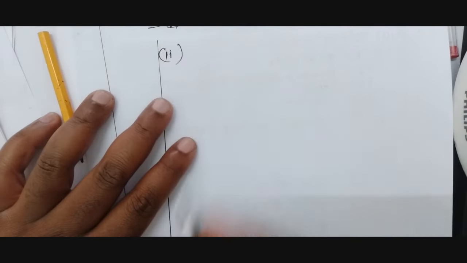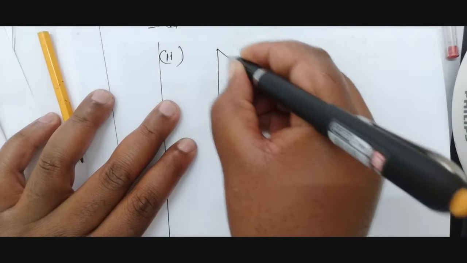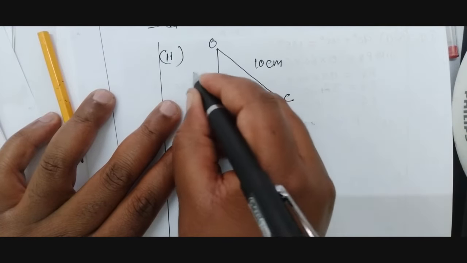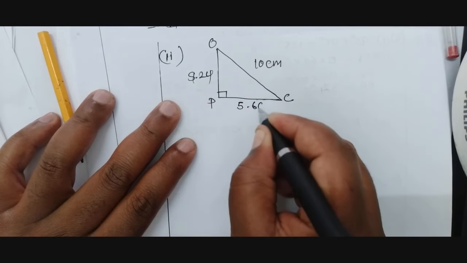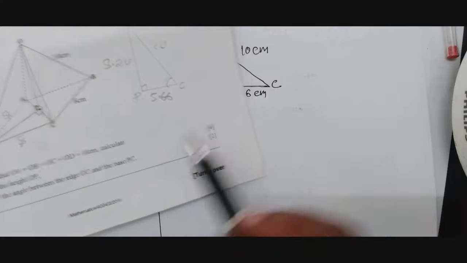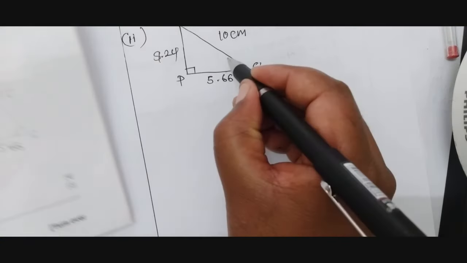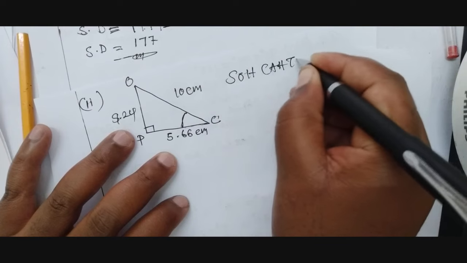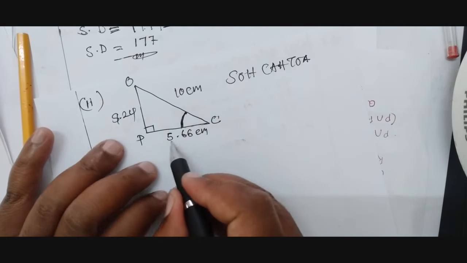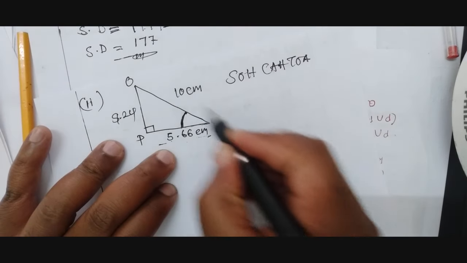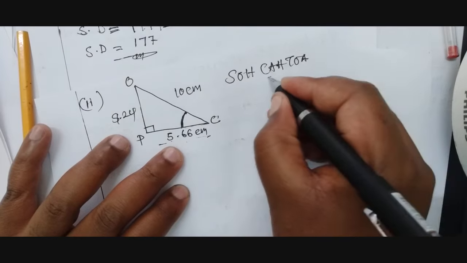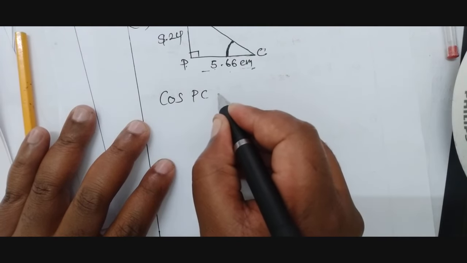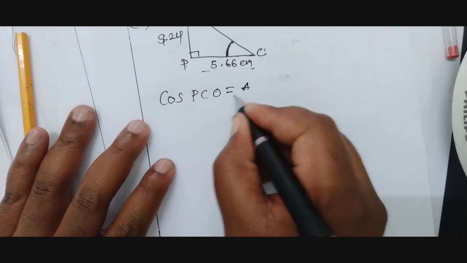So you have something like this: this is P, this is C, and that is O. This is 10. This is 8.24. This is 5.66 centimeters. So we want to find the angle between OC and the PC, this one. All right? So since this is a right angle triangle, you can think of it in terms of SOHCAHTOA here. Then you say, okay, if this is my reference angle, what do I call this side? This is an adjacent, and this is a hypotenuse. So I'll go to a trig ratio that has got adjacent and the hypotenuse. So I'll say cos PCO is equal to adjacent over hypotenuse.